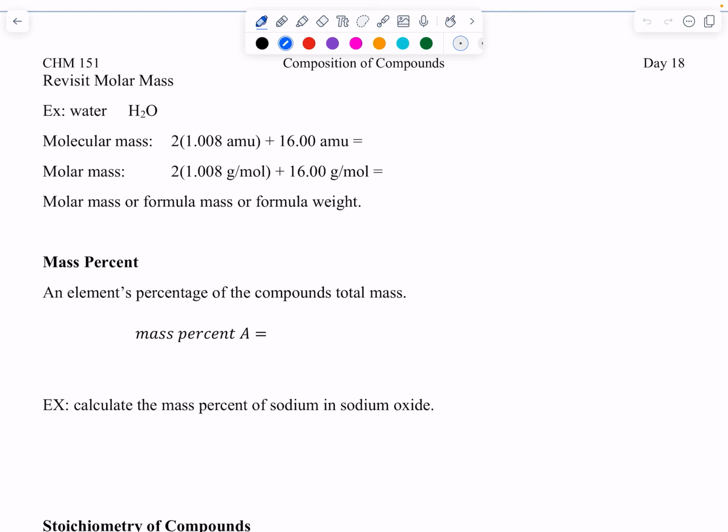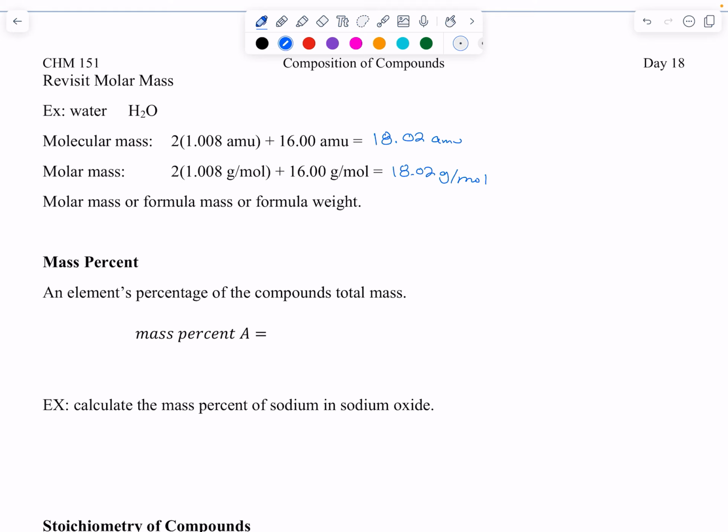So H, if you use your periodic table, again, you'll need your periodic table for day 18 and day 19, right? The molecular mass is 1.008, right? I will use 1.01. So 2 times that plus 16 would be 18.02 AMU. But it's also 18.02 grams per mole. And remember, mass divided by molar mass is moles, right?